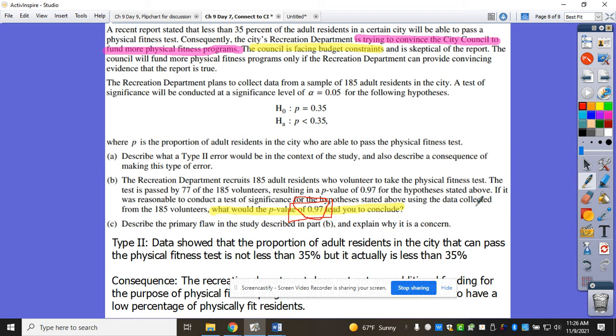And then the last one, describe the primary flaw in the study. Is this chapter 9? No. What is the biggest issue about this whole problem? They were volunteers. Now, this is looking for something very, very specific in this problem. What does it mean about volunteers? Can't generalize it to the population. But why is this a bad group?